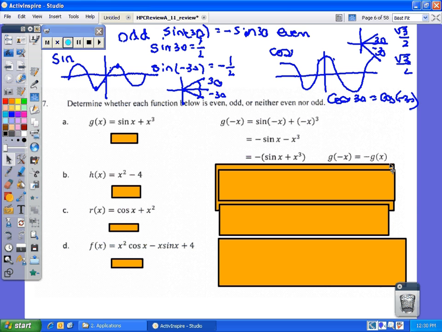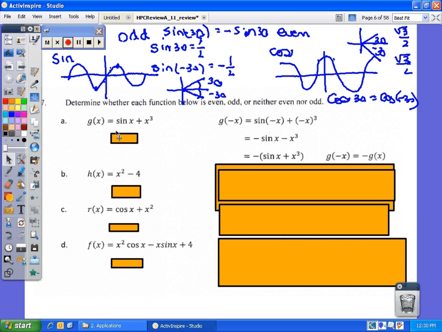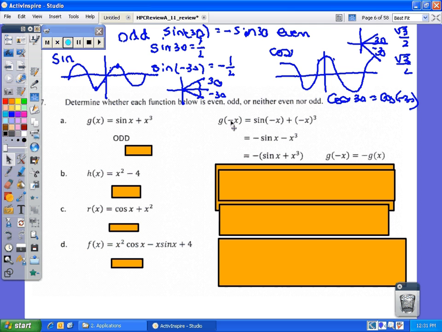g of negative x does not equal g of x, but I would have to change the sign in front to make this equal. So I have an odd function, because if I input a positive value, this is the outcome, but if I input a negative value for the angle, this is the outcome, which is completely opposite in sign from what I was given. Okay?